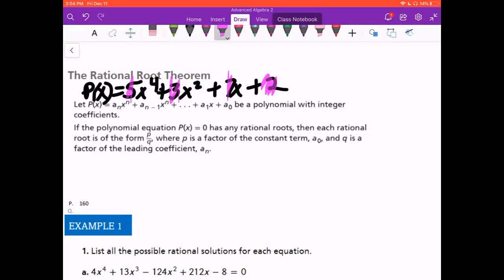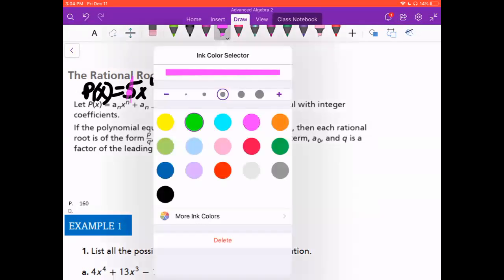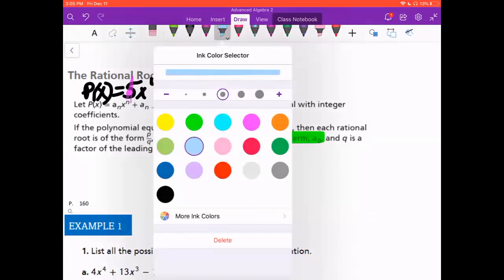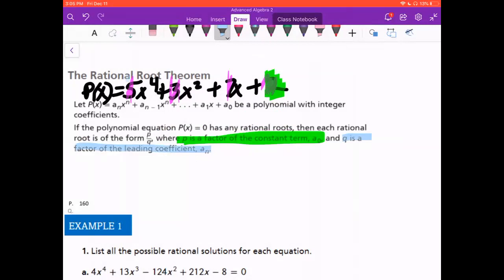So let's get some highlighters here. Okay, here are the things we need to focus on. P is a factor of the constant term. So P would be the factor of 2, and then Q is a factor of the leading coefficient a sub n, right there. Okay, so what this is saying is that if P of x has any real roots, real x-intercepts, they're going to be of the form P over Q, where we talked about P.